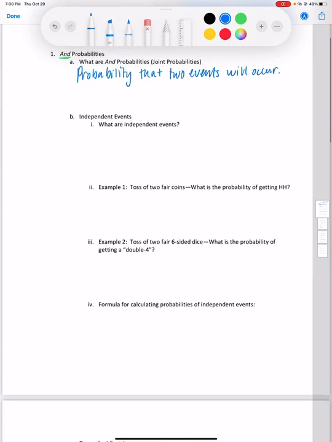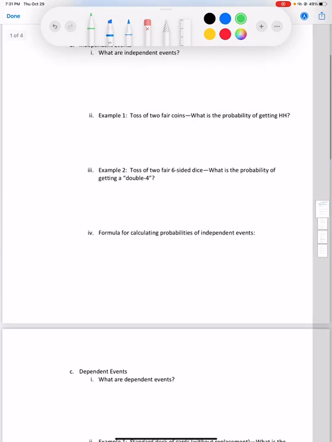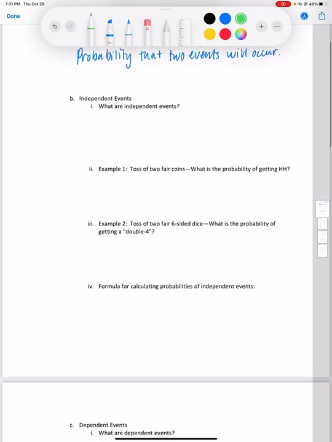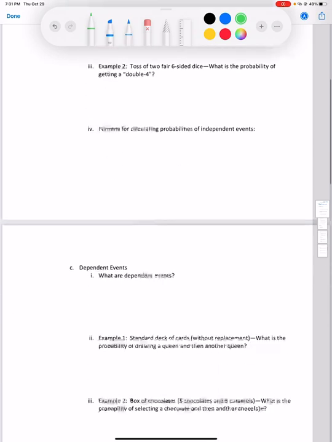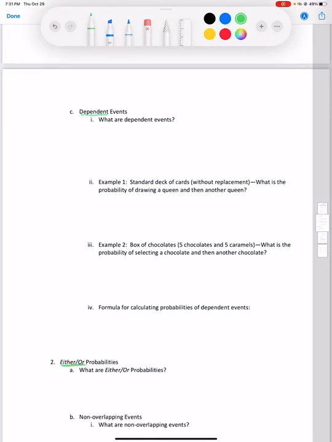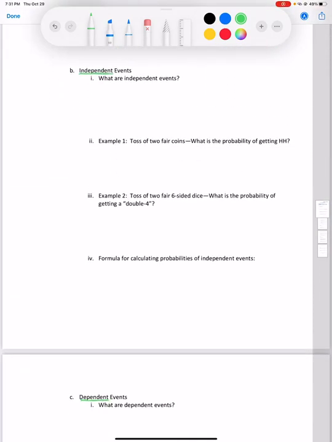Now, there are AND probabilities and there are either-or probabilities. Those are the two types of probabilities we have in this section. Among the AND probabilities, the events can be independent or they could be dependent. Independent means that they do not influence one another. Dependent means that they do. So what are independent events again? Those are events that are independent if the occurrence of one event does not affect the probability of the other occurring.